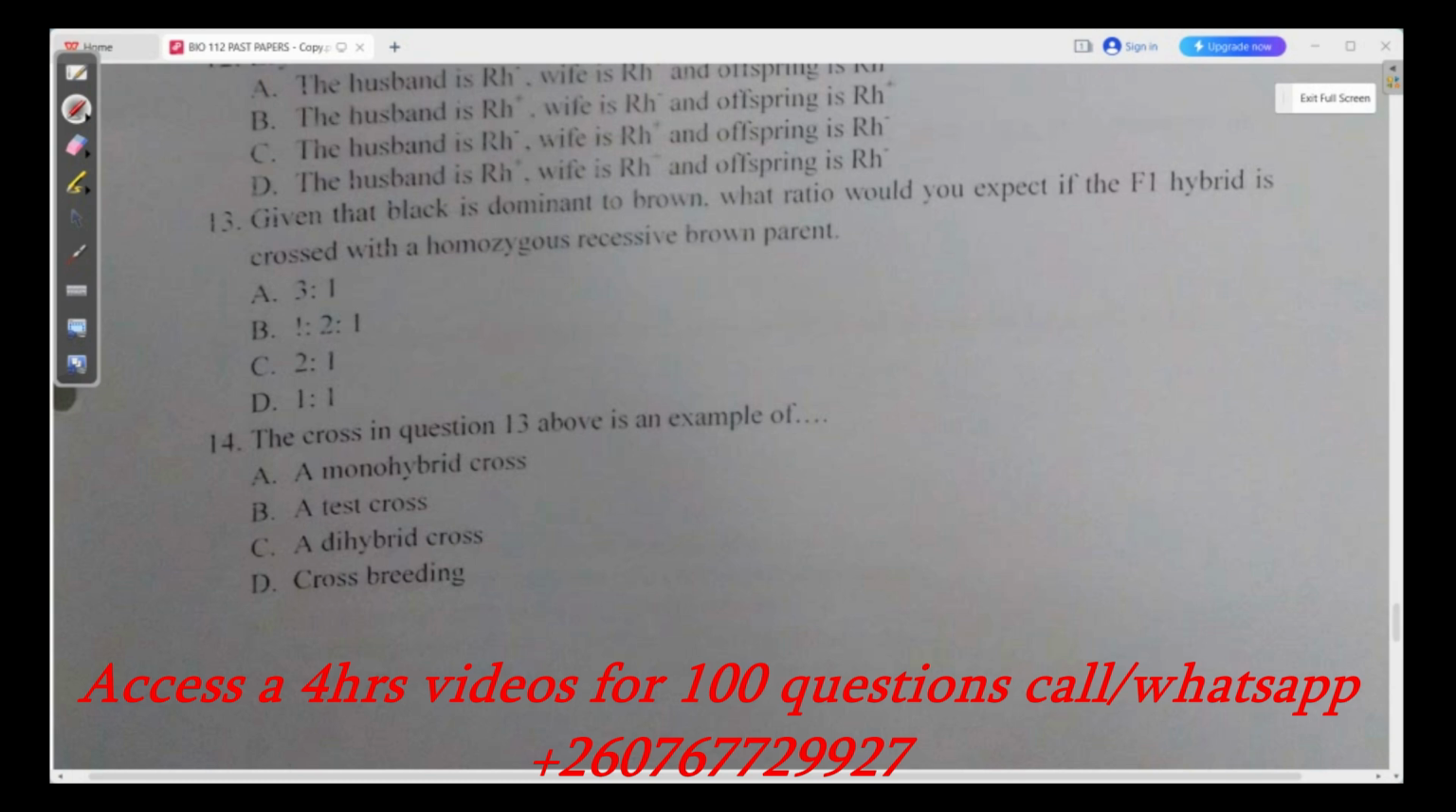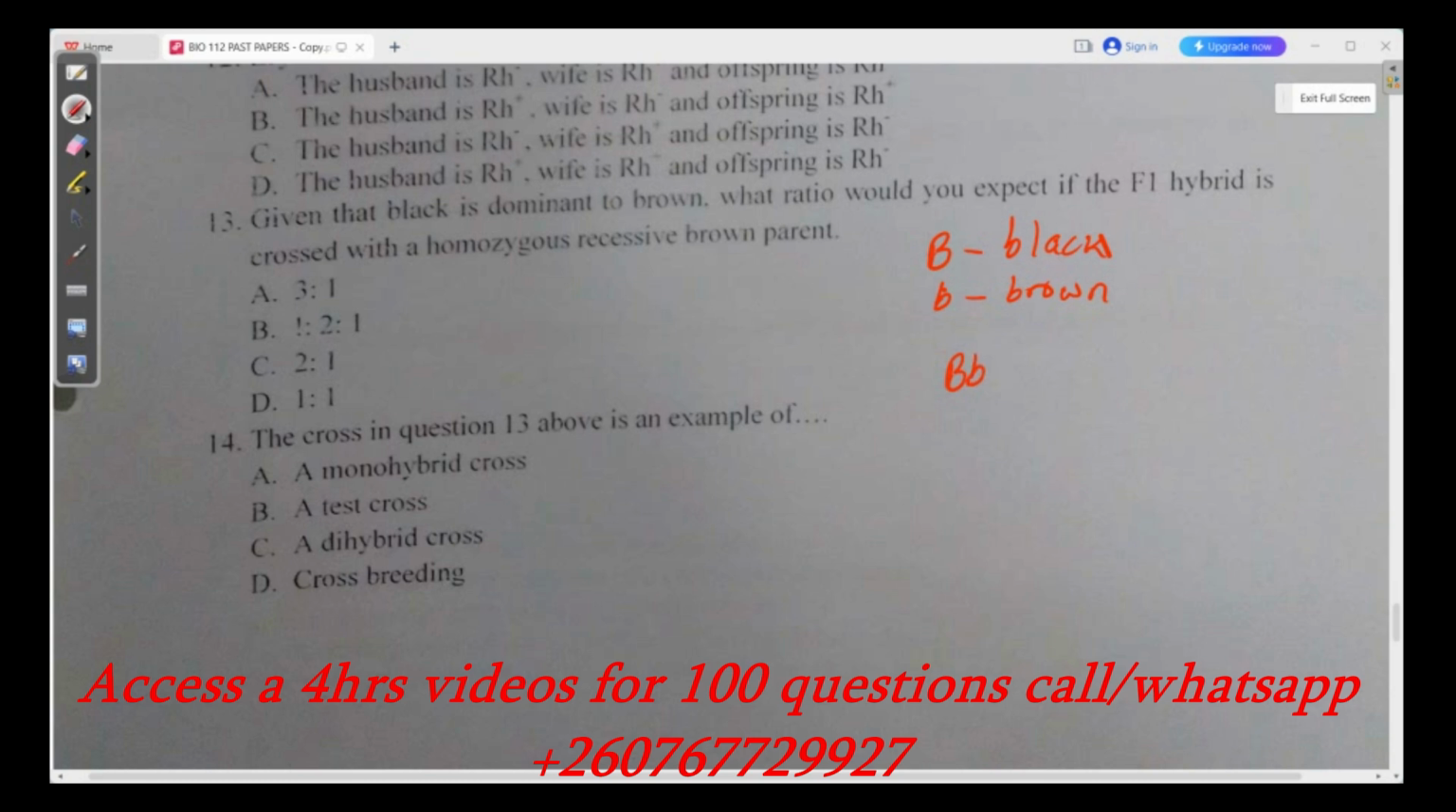13. Given that black is dominant to brown, what ratio do you expect in the F1 hybrid crossed with the homozygous recessive brown parent? So let's say black is dominant over brown. Okay, so this will be brown. So it's saying, given that black is dominant over brown, what ratio do you expect in the F1 hybrid if the F1 hybrid is crossed with a homozygous recessive brown parent?